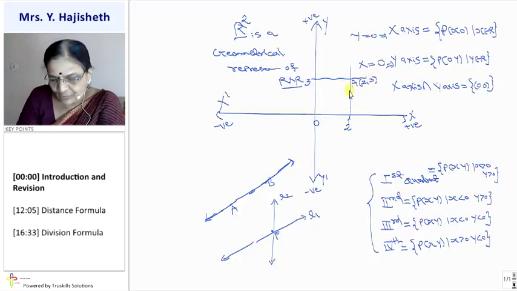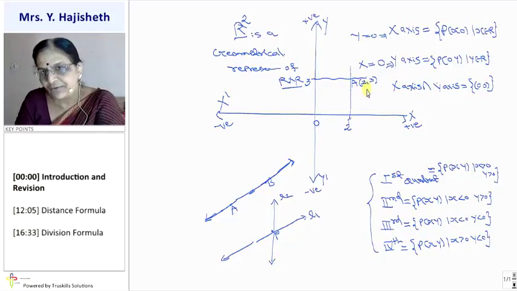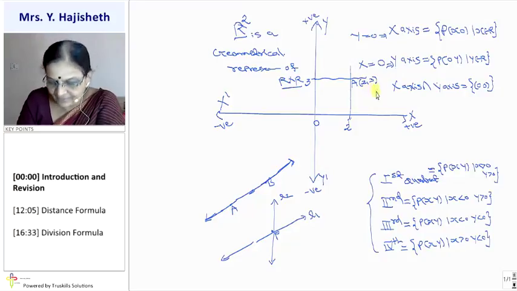Suppose you are given point A (2, 3) and you want to determine its position. Then on the x-axis you take 2, on the y-axis you take 3, draw perpendiculars, and where they meet, that is the position of the ordered pair (2, 3). Clear?